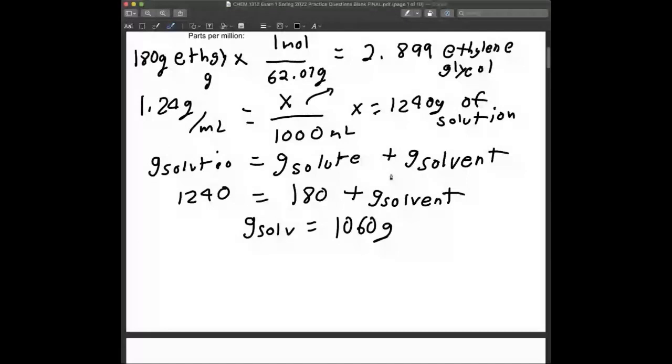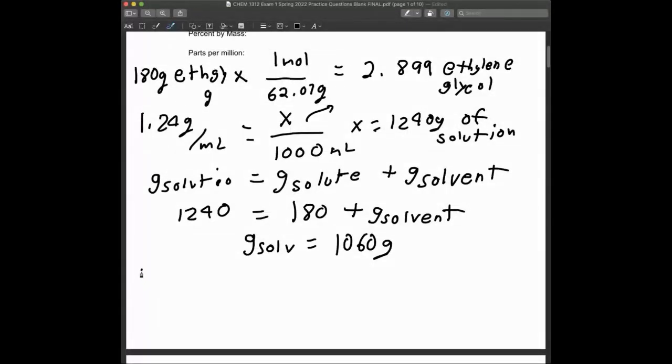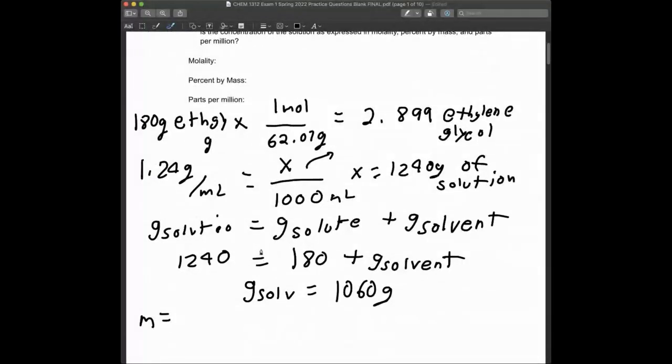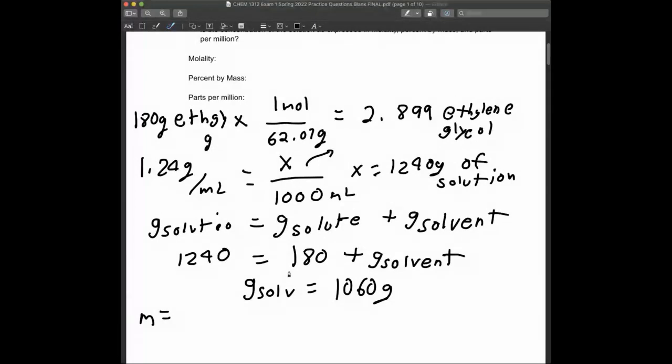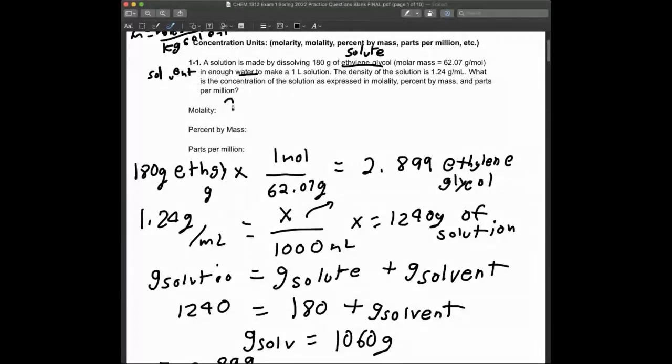Cool. Okay, so next we have our 2 puzzle pieces, right? Molality is equal to the mole of solute, which is going to be 2.899 over the kilogram of solvent. So turn that into kilograms, which is that. And what happens is that we get our molality is 27.35 mole. So I'm going to go ahead and write that on here. Any questions so far?